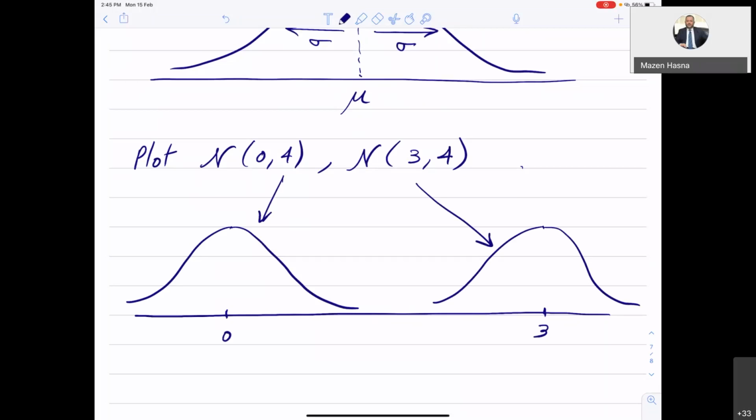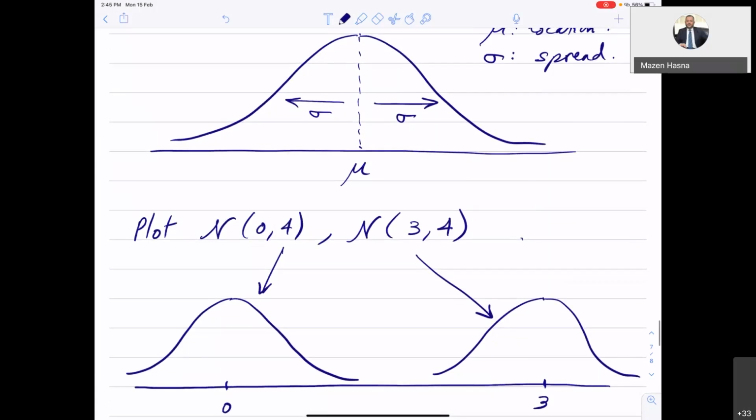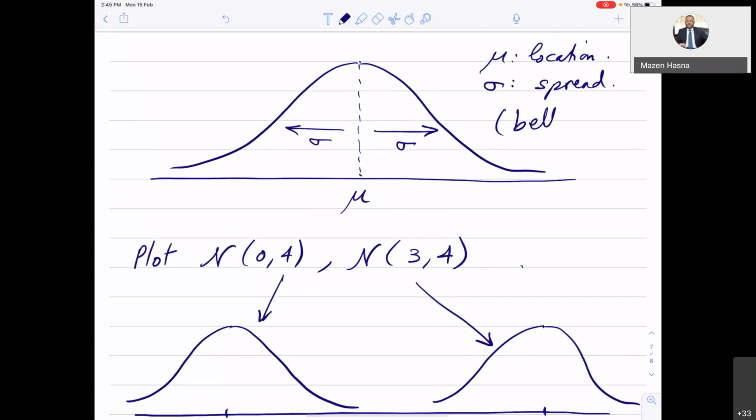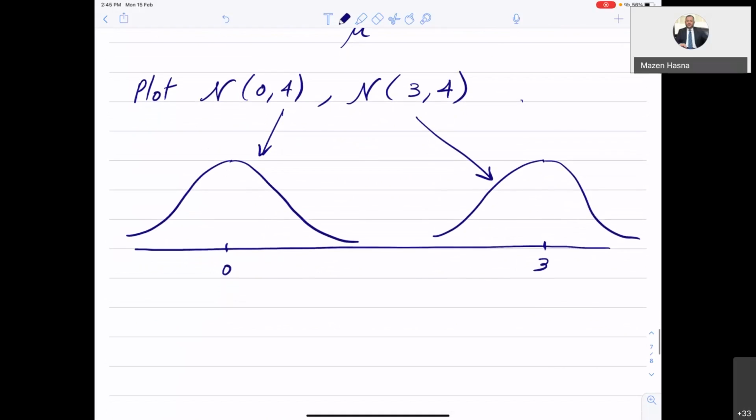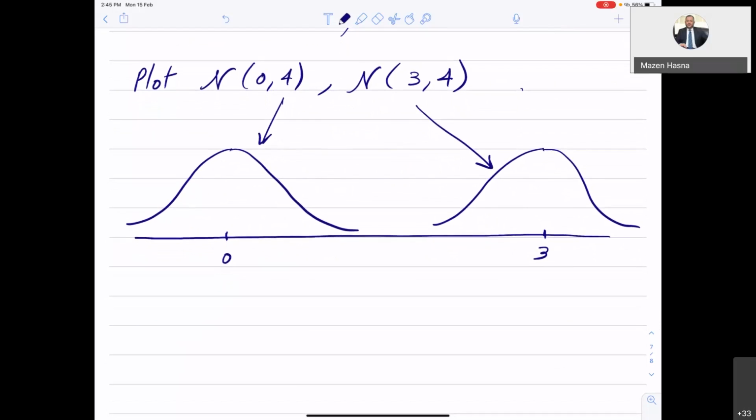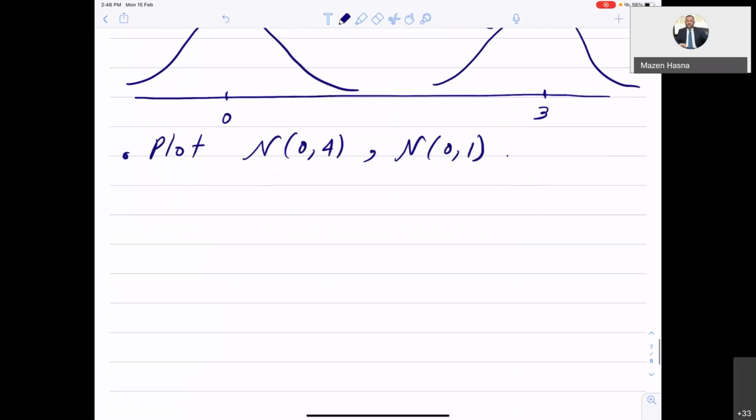Can you see the shape of the curve? Usually the normal curve is called the bell shape. It's like a bell. That's why in two dimensions the Gaussian is a real bell type. How about if I ask you to plot normal of 0 and 4 and normal of 0 and 1? How would they look?